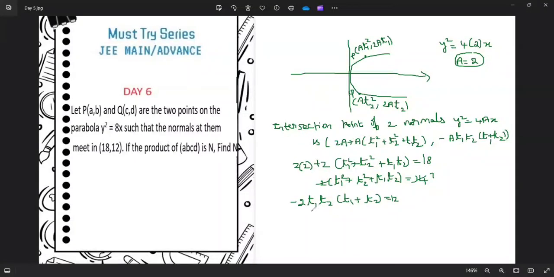Okay, so this gives us minus t1 t2 times (t1 plus t2) is going to be equal to 6. If we solve these two equations, then we are able to get the value of t1 and t2. And once we get t1 and t2, then we can do the product for a, b, c, d.